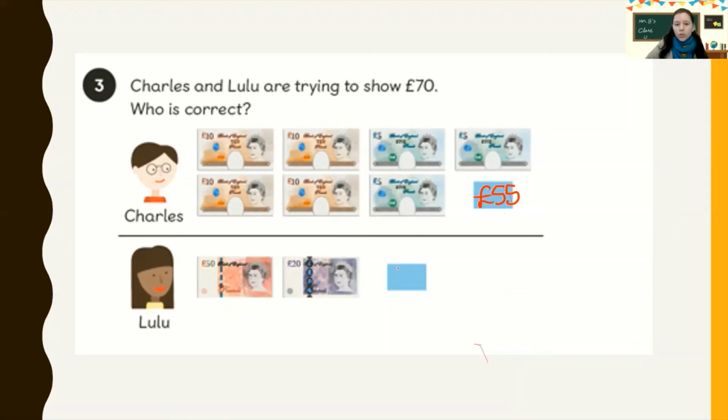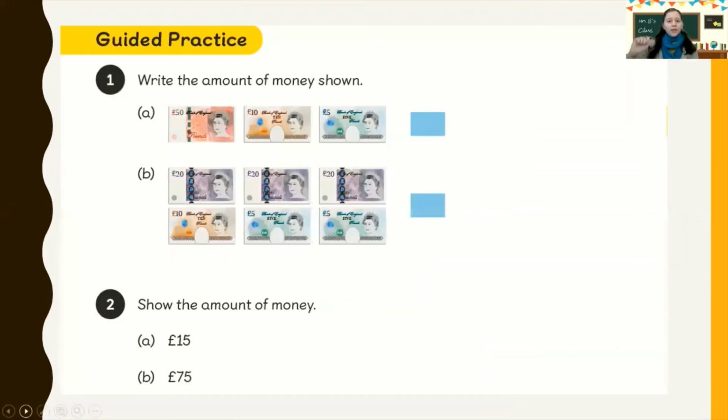That's right. So who is showing £70 correctly? It's Lulu. Good job, Lulu. Add a go. Okay, next one. Write the amount of money shown. So this is our guided practice. We do it all together.